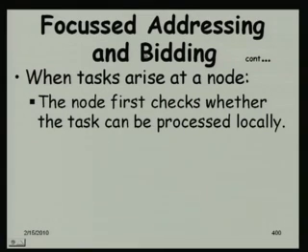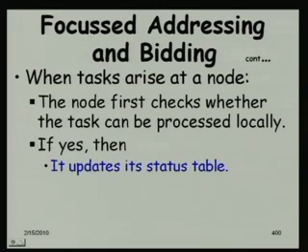Now, the algorithm works as follows. So, that was about keeping track of the system state table. Now, in a distributed system, tasks arise independently of each other. When a task arises at a node, the node first checks its own local status table to find out whether it can handle this, so that the time constraints can be met. If yes, it can handle this task, then it just updates its own status table.